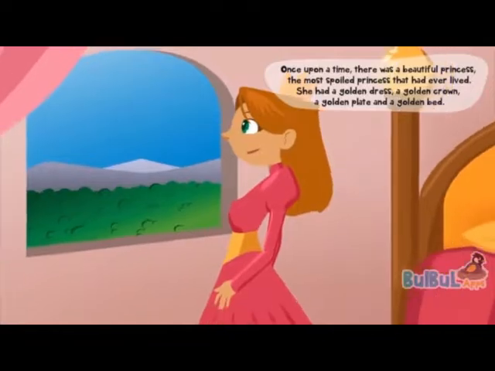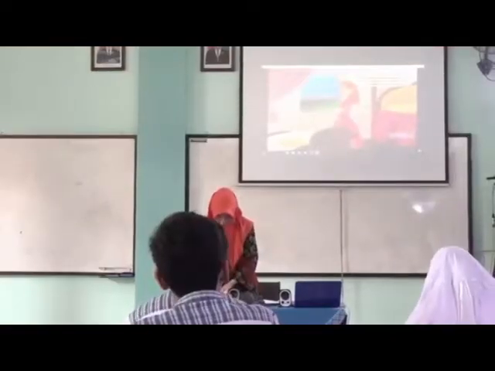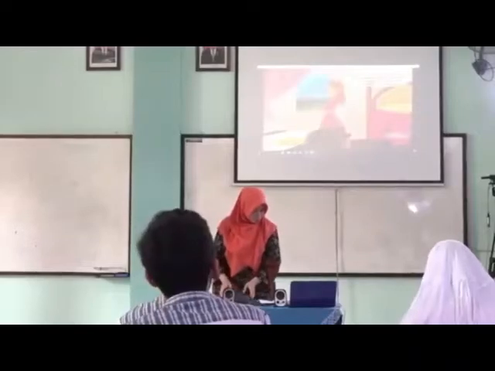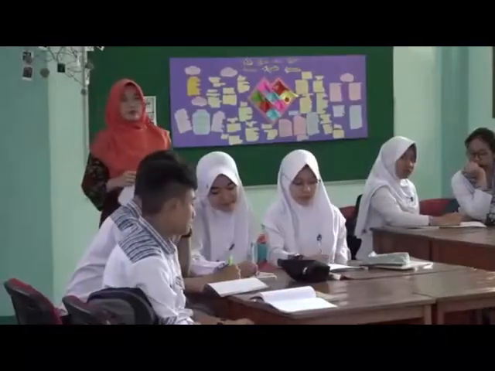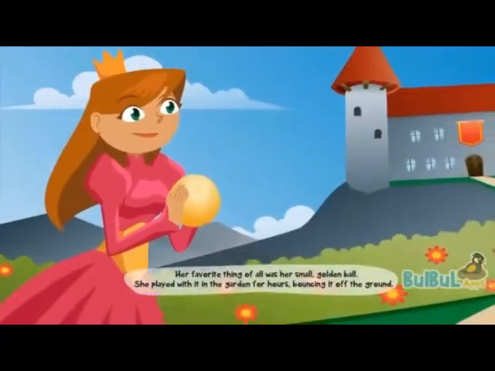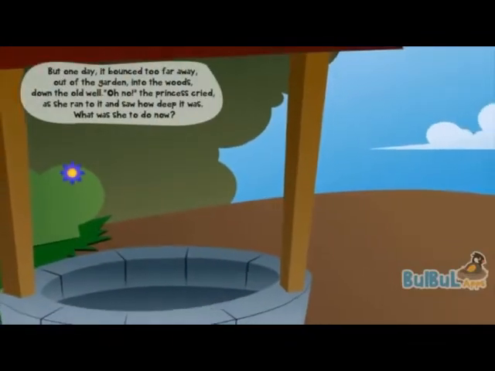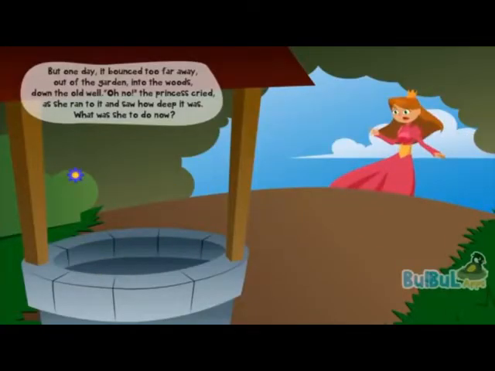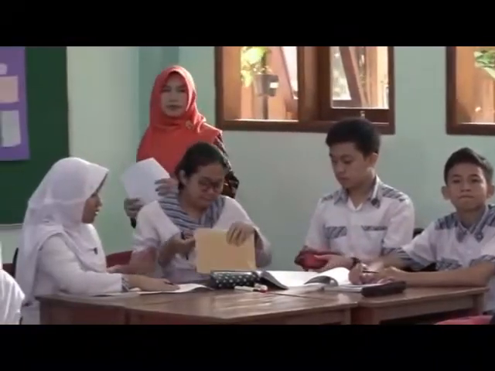Once upon a time, there was a beautiful princess, the most spoiled princess that had ever lived. She had a golden dress, a golden crown, a golden plate, and a golden bed. Her favorite thing of all was her small golden ball. She played with it in the garden for hours, bouncing it off the ground. But one day it bounced too far away, out of the garden, into the woods, down the old well. "Oh no!" the princess cried, as she ran to it and saw how deep it was. What was she to do now?